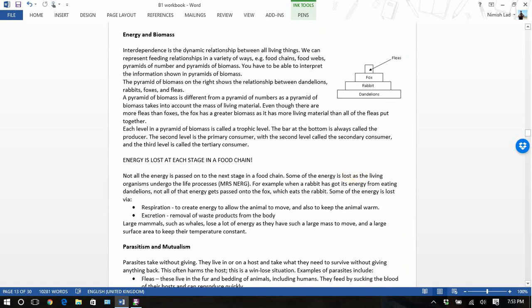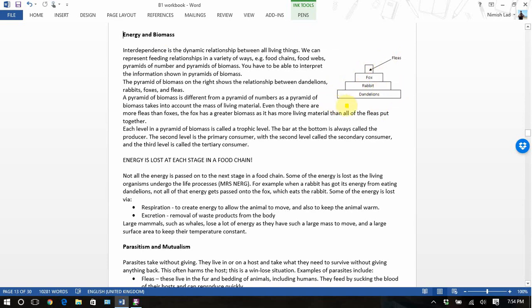This is pretty straightforward. Interdependence, if you ever see that phrase, is the relationship between living things. It's dynamic, so things are changing all the time. We can represent these using food chains and food webs, pyramids of number and pyramids of biomass. The main thing you need to understand is pyramids of number and pyramids of biomass. The pyramid of biomass on the right shows a relationship between dandelions, rabbits, foxes and fleas. It's different from a pyramid of number because it takes into account the amount of mass something has. So there'll be millions more dandelions than rabbits, but because each rabbit has more mass, the pyramid of biomass looks like this. Note that it gets smaller at each stage.